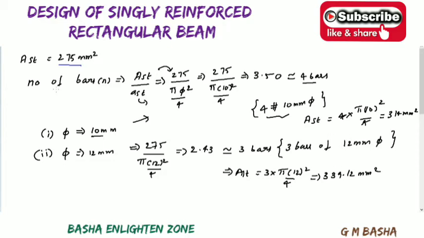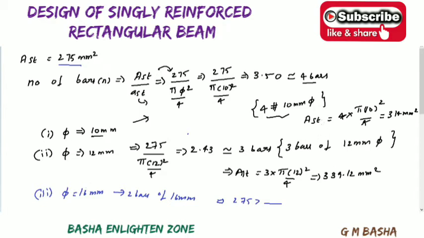So I am taking from 10 mm trials like that. If you want, you go for some 16 dia bar also. If you go for 16 dia bar, maybe there is a chance of getting 2 bars of 16 mm dia. Then if the area of the steel is more than this 275, you can prefer 2 bars of 16 mm dia also. So based on your availability and requirement, whatever bar you want, you can choose that one.